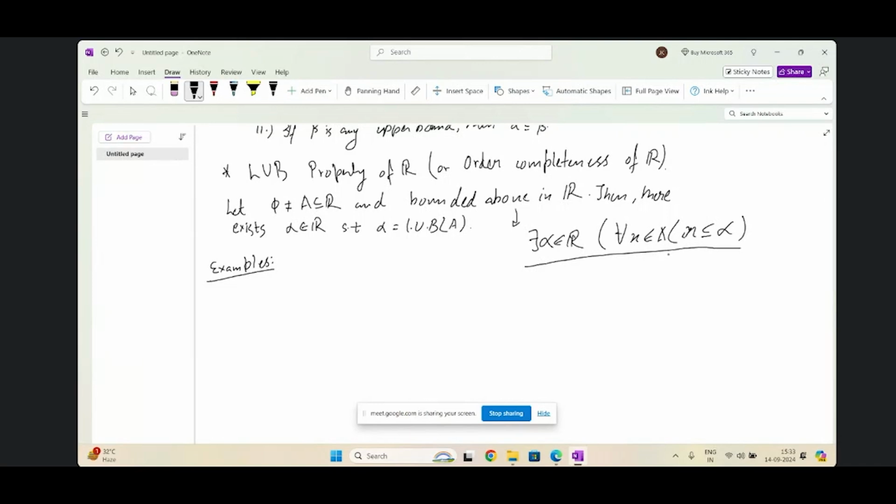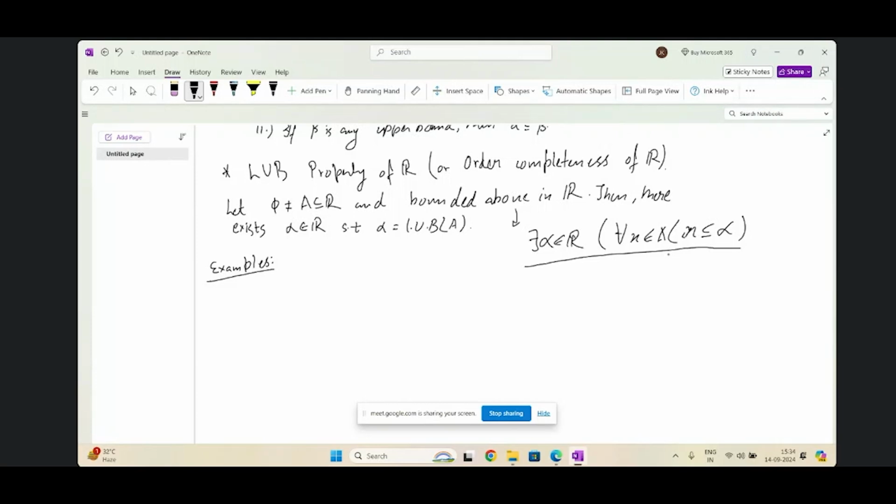So basically, if you have an upper bound for a set, then we can find infinitely many upper bounds, right? And among all those upper bounds, I can pick a least upper bound, the smallest of all the upper bounds. That is called the least upper bound. So the LUB property says that if we have a non-empty subset of R and it is bounded above in R, then there exists a least upper bound of A.